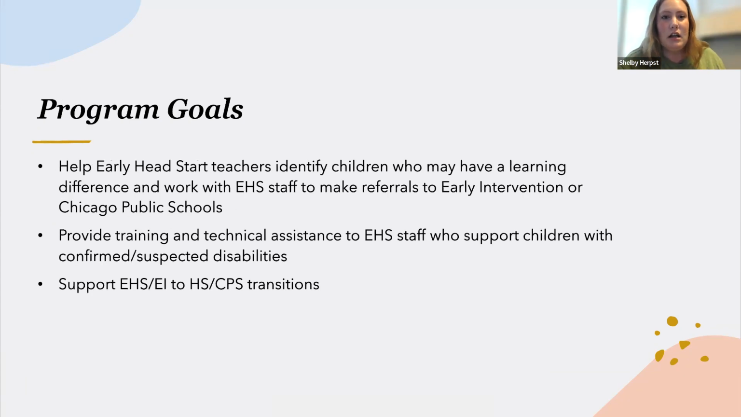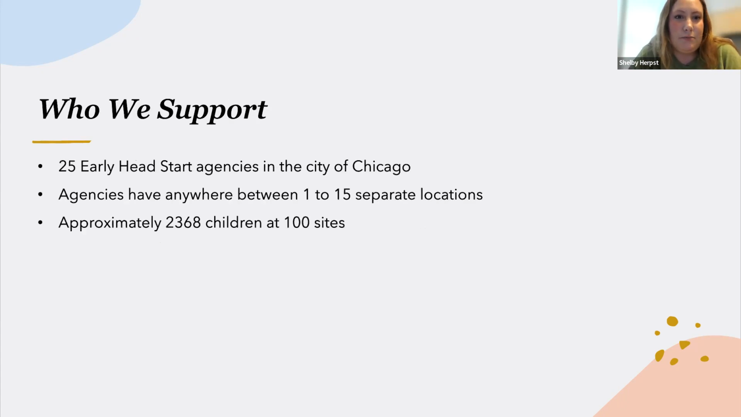Next slide. Our program goals are really to help early Head Start teachers identify children who may have a learning difference and work with early Head Start staff to make sure those kiddos are receiving referrals or support in the classroom, whether that's a referral to early intervention or a referral to Chicago Public Schools as our kiddos get closer to that 3-year age mark. We work with teachers and early Head Start staff to provide training and technical assistance and support kiddos with suspected or confirmed disabilities.